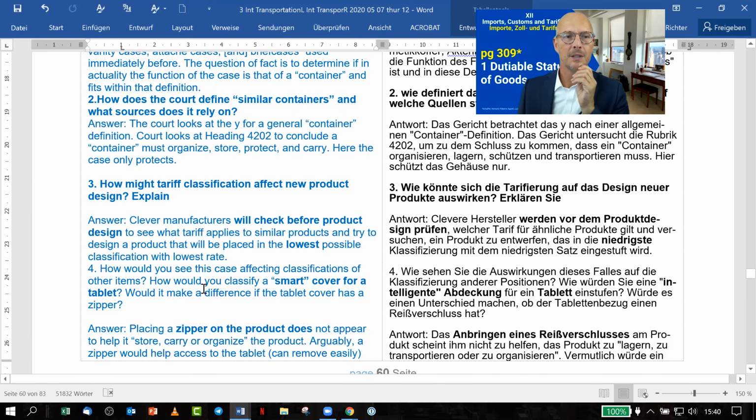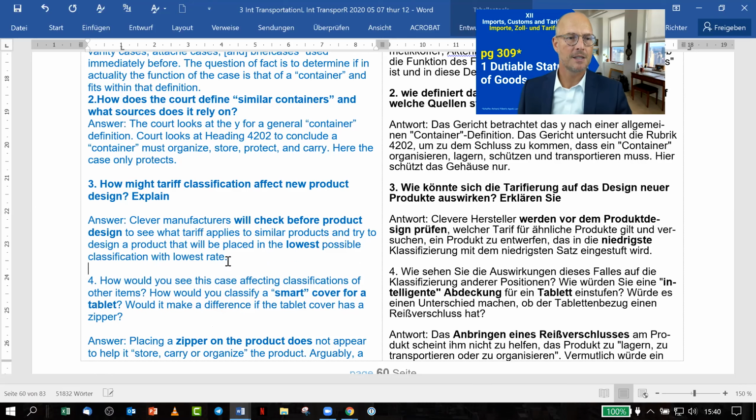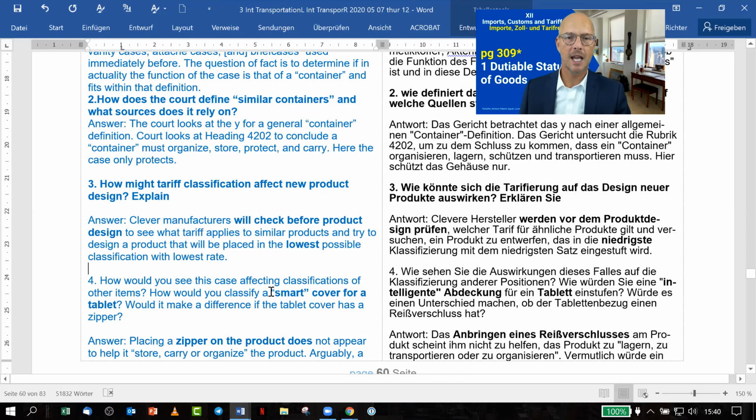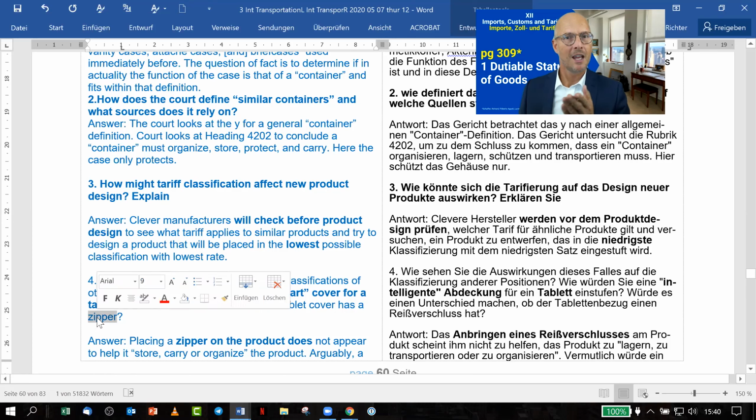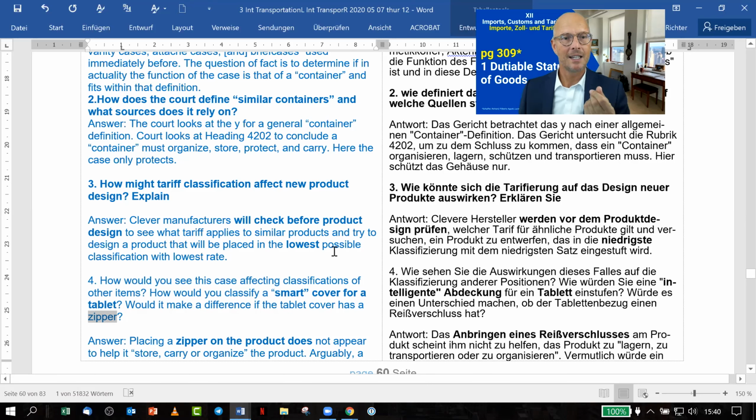For example, we have here an example. How would you see this case affecting classification of other items? How would you classify a smart cover for a tablet? Would it make a difference if the tablet cover has a zipper or not, right? So the zipper maybe opens another classification with a higher rate.